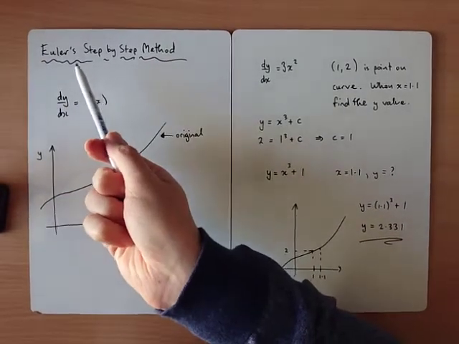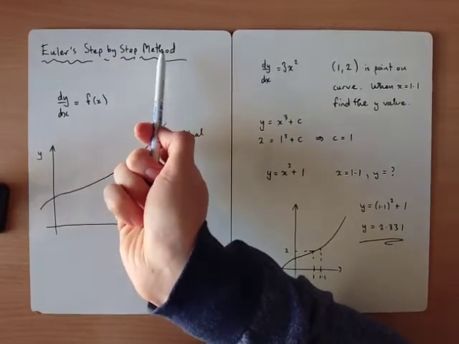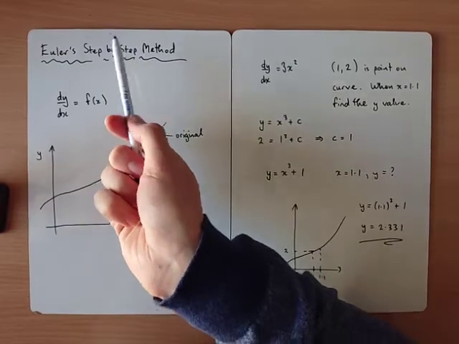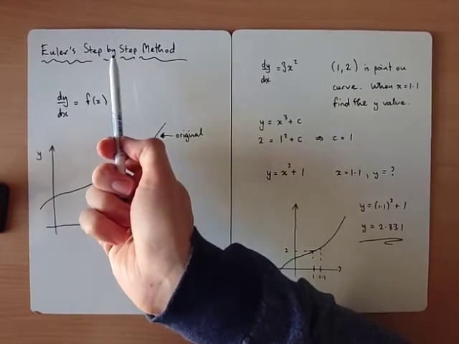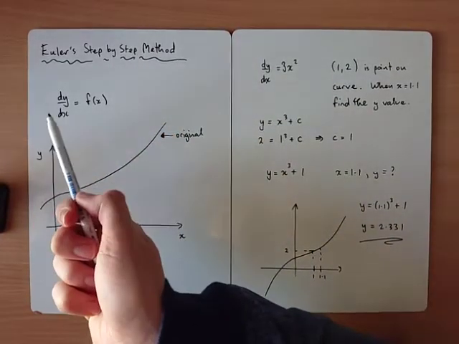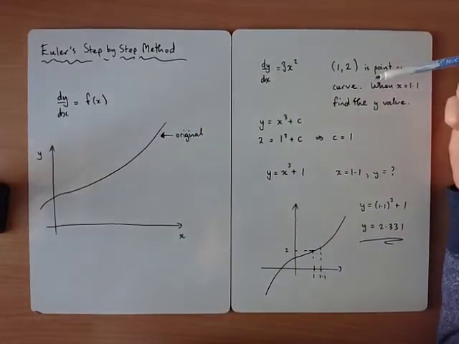Let's take a look at a method called Euler's step-by-step method. This sort of falls under the category of numerical methods, so we're going to approximate a solution. Before we start the method, let's just look at a quick example.